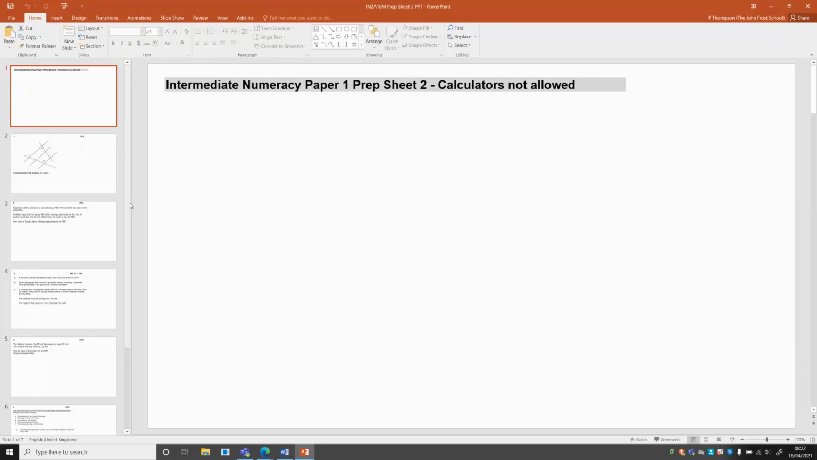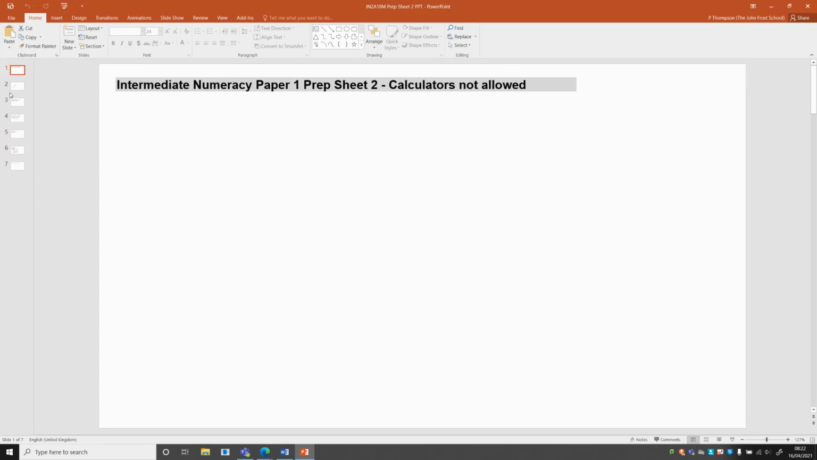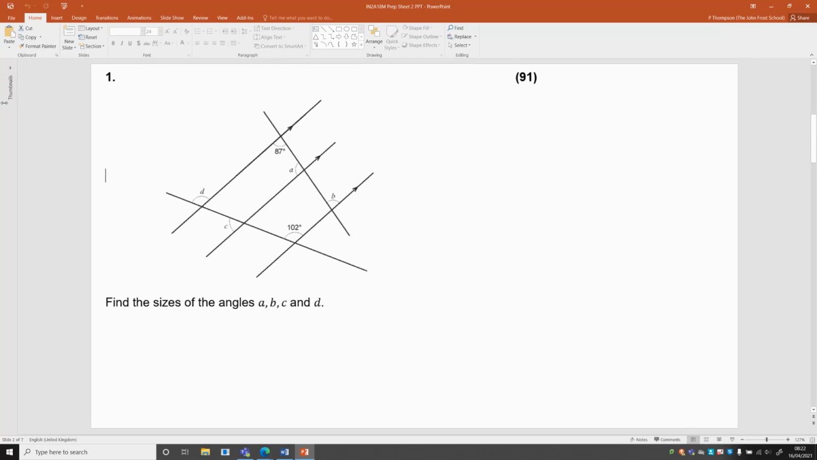Okay, prep sheet 2 then, paper 1. No calculators allowed. Let's get to it, yeah? So the first one's just on these parallel lines, as always. All right, so press pause on the video, have a go, and then come back when you're ready.